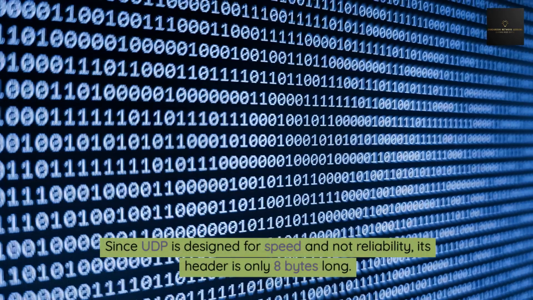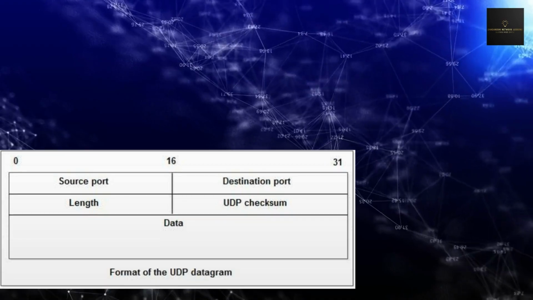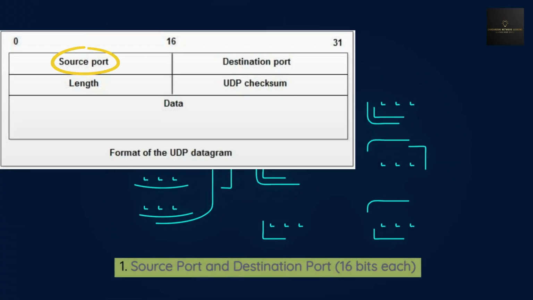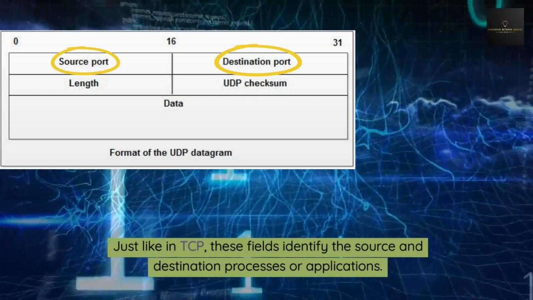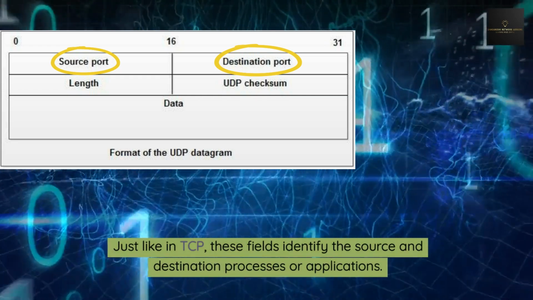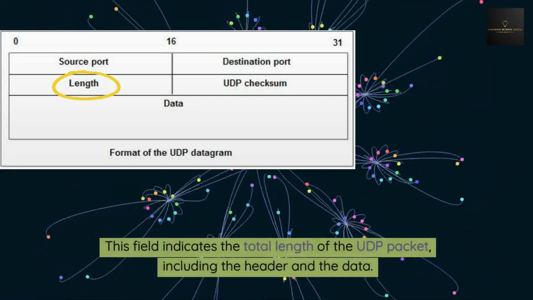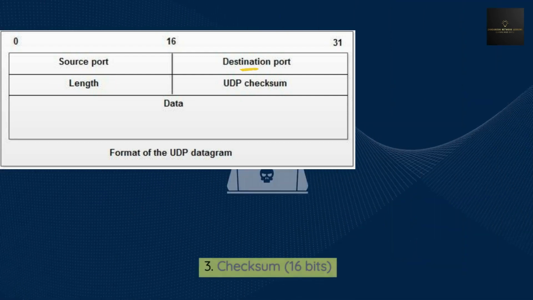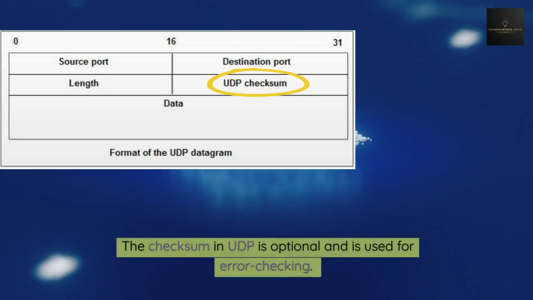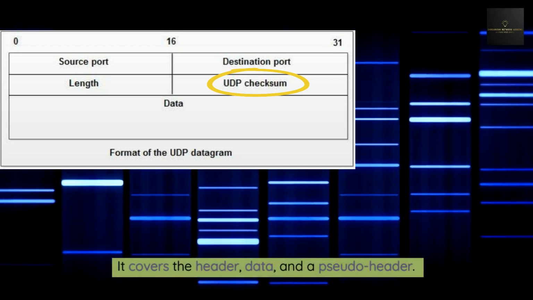Since UDP is designed for speed and not reliability, its header is only 8 bytes long. Here are the fields. 1. Source port and destination port, 16 bits each. Just like in TCP, these fields identify the source and destination processes or applications. 2. Length, 16 bits. This field indicates the total length of the UDP packet, including the header and the data. 3. Checksum, 16 bits. The checksum in UDP is optional and is used for error checking. It covers the header, data, and a pseudo-header.